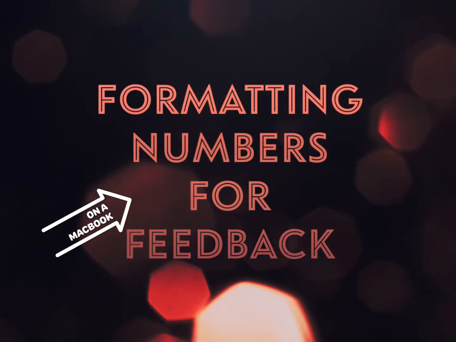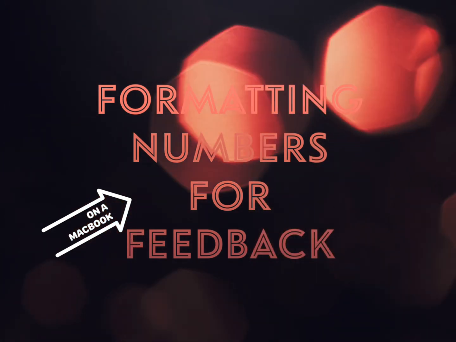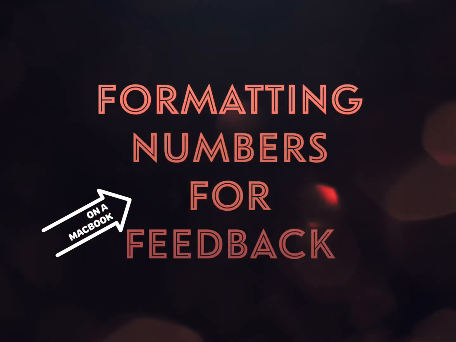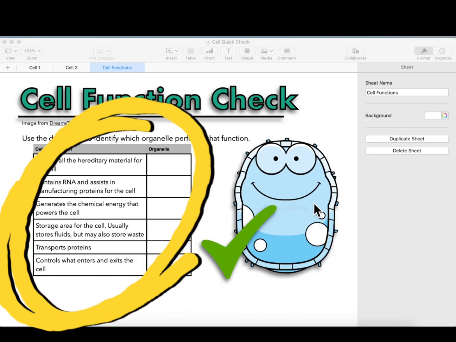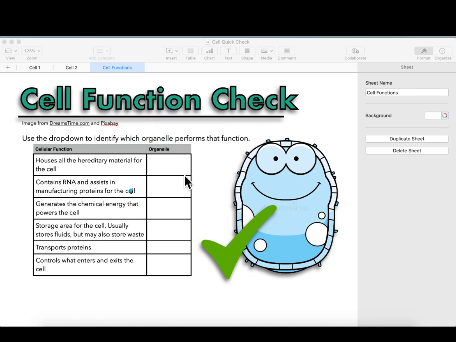This video will show you how you can use conditional formatting in Numbers to give feedback to your learners. To make this work, you will need to have a table in your Numbers document. This works best when there are multiple options or true or false options to answer the questions.